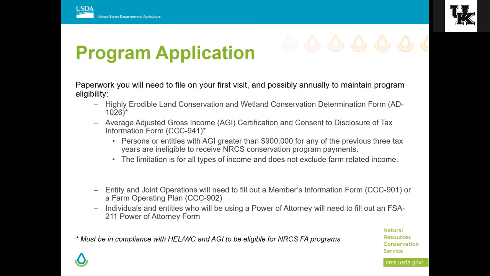They'll also ask you to certify your adjusted gross income. If you have made an adjusted gross income of more than $900,000 for any of the previous 3 years, then you're not eligible to receive NRCS program payments.